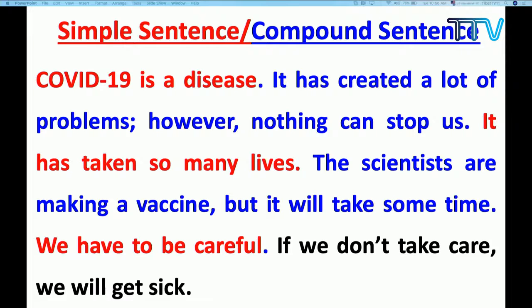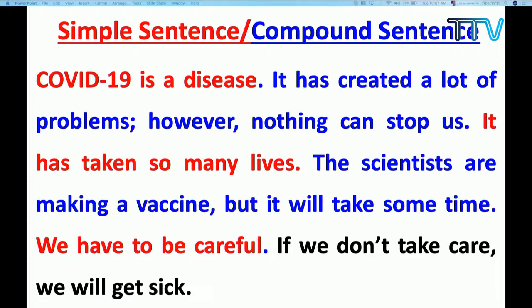Why compound sentence? First, there are two independent clauses. It has created a lot of problems. This makes complete sense. So this is independent. It does not have to depend on another sentence. Nothing can stop us. Again, this is an independent clause. So you see two independent clauses, two simple sentences, and these two simple sentences are joined by the connector. What is the connector here? However. You got it? So this is a compound sentence.